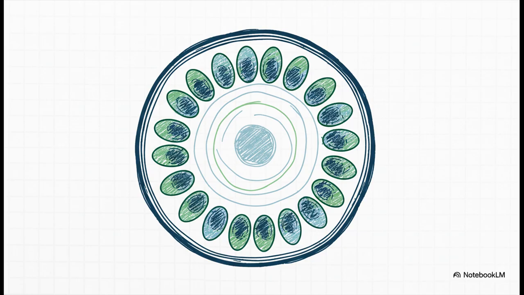It allows for something called secondary growth, which is just a fancy way of saying they can get wider every year. That's literally how trees make those rings you see when they're cut down.